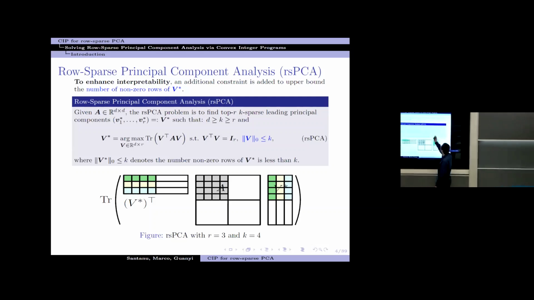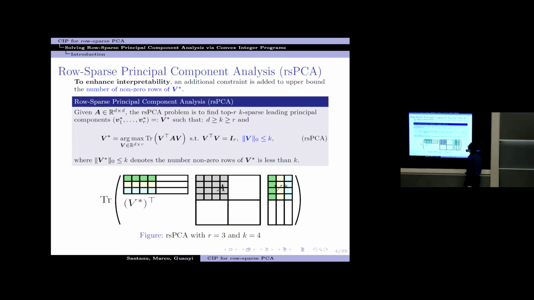And here is the formal definition of this. The sample covariance matrix A is the same, and also it should satisfy the orthogonality constraint, which is the second constraint. And there's one additional constraint that we added, this zero norm constraint, which denotes in this work the number of non-zero rows of V.